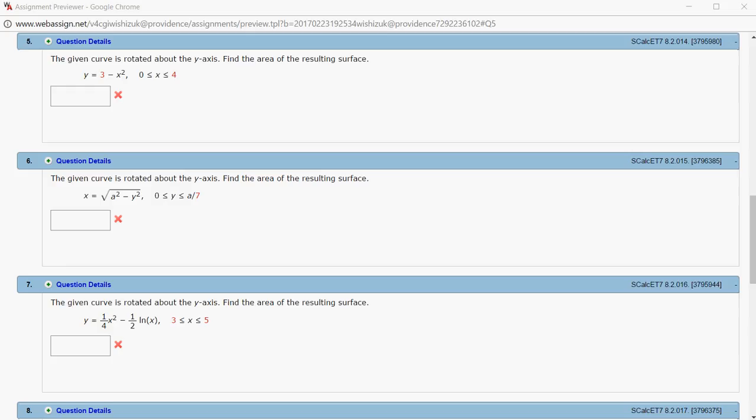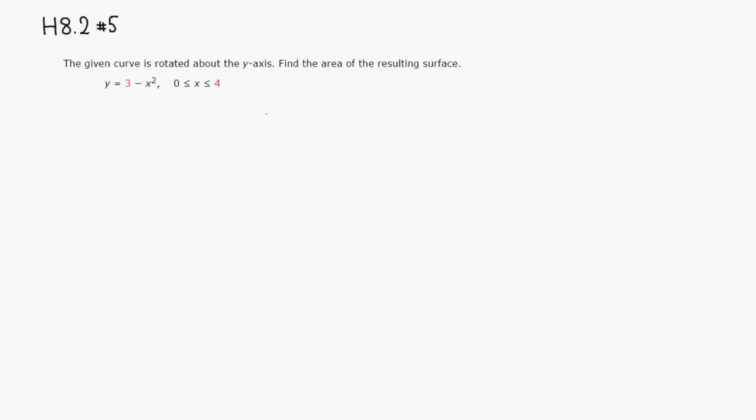Alright, let's look at homework 8.2, problem number 5. We want to find the surface area. The surface area S is going to be 2 pi always, and the region is going from 0 to 4. So the lower limit is 0, the upper limit is 4.